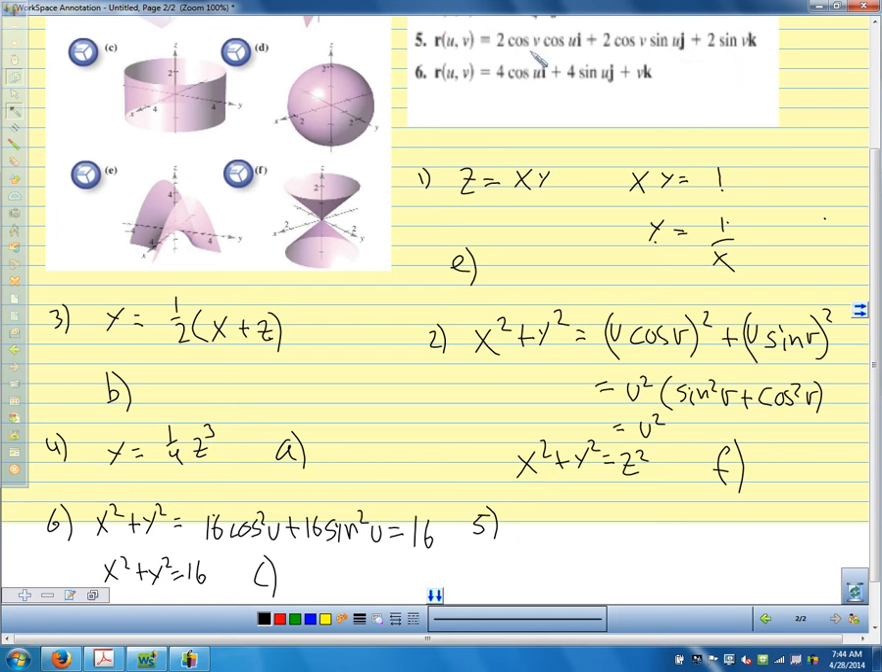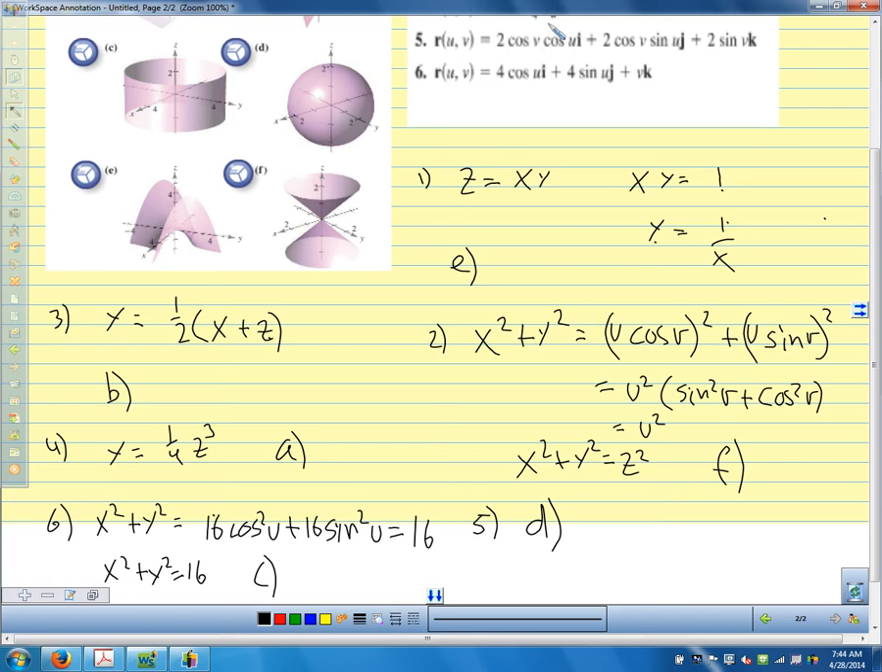We could square the x component, square the y component, and we'd end up with x squared plus y squared plus z squared equals 4, radius 2, I believe. So number 5 turns out to be our sphere D. So we could recognize that this is spherical coordinates. Instead of rho, phi, and theta, I used v and u, but this is exactly spherical coordinates.